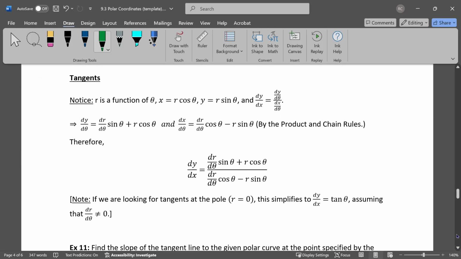Okay. So now let's talk about a little bit of calculus involving polar coordinates. So first, we'll start by taking a look at tangents.